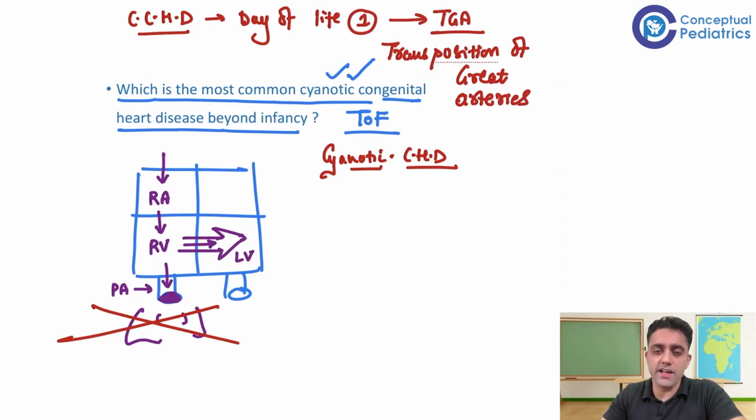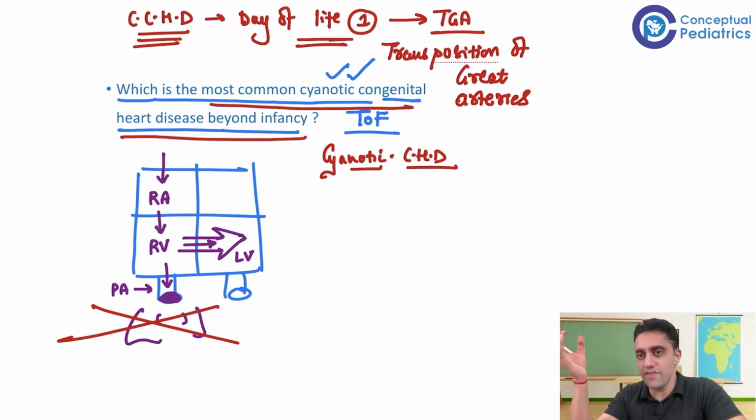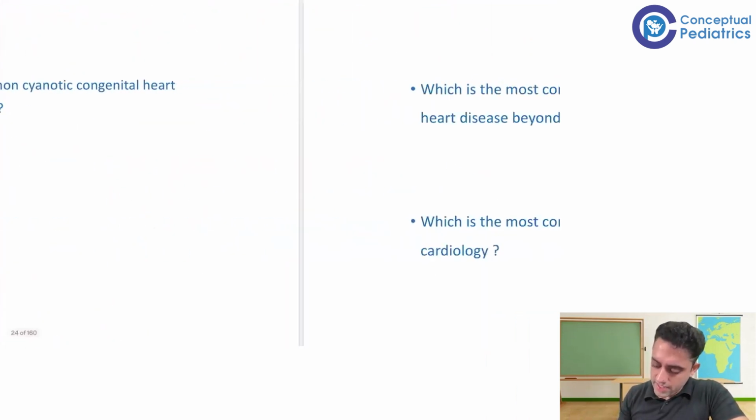So I'll repeat again very quickly. The most common cyanotic congenital heart disease in a 1-day-old baby is TGA. And the most common cyanotic congenital heart disease beyond infancy, as in a 6-month-old baby or one-year-old baby, is tetralogy of Fallot. Finish. Next question, please. So this part we have done.